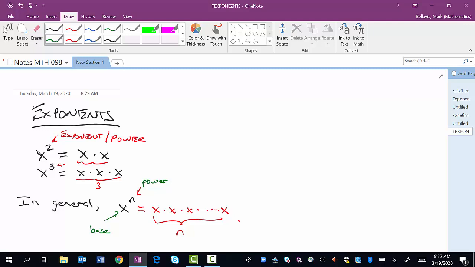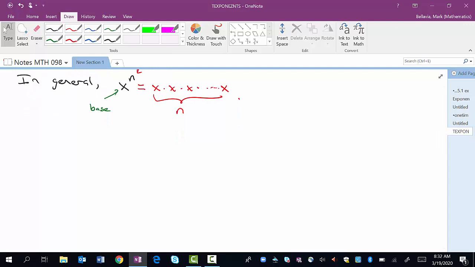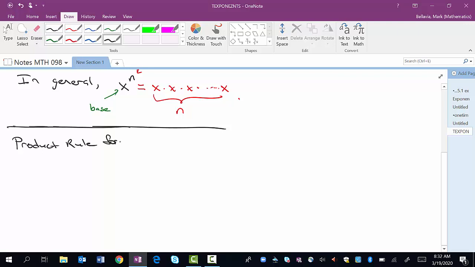So exponents have very specific rules that go along with them. The first rule we'll talk about is called the product rule for exponents. And when we say product, remember that means multiply. So I'm really talking about multiplying two things with the same base.